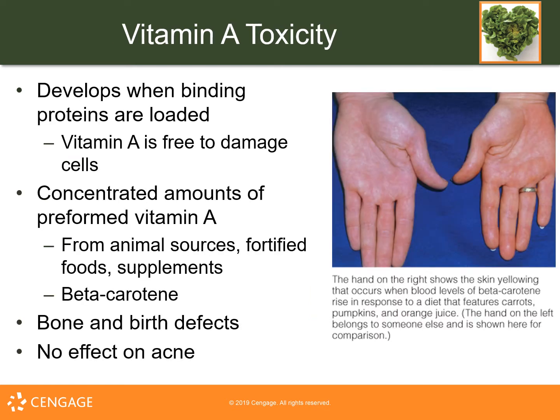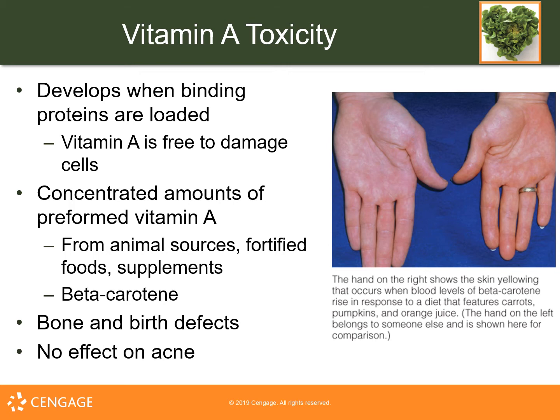Vitamin A toxicity develops when binding proteins are overloaded, and then this means that the vitamin A is free to damage cells. It results from concentrated amounts of preformed vitamin A, so from animal sources, fortified foods, and supplements. Beta carotene, however, is not converted efficiently enough to cause toxicity.